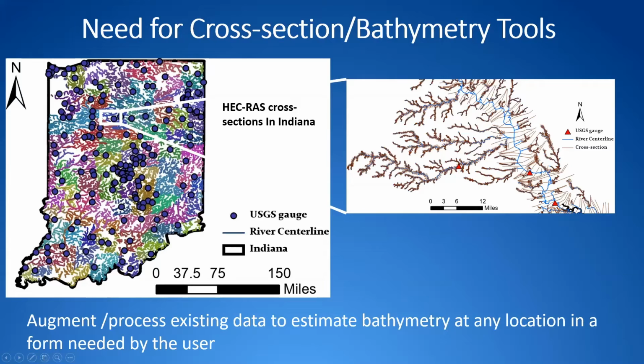So the idea here is, how can we use what FEMA has or whatever somebody else has collected, and then fill these gaps with our tools and create an integrated dataset of bathymetry that covers a large area. So the idea is to augment or process existing data to estimate bathymetry at any location.